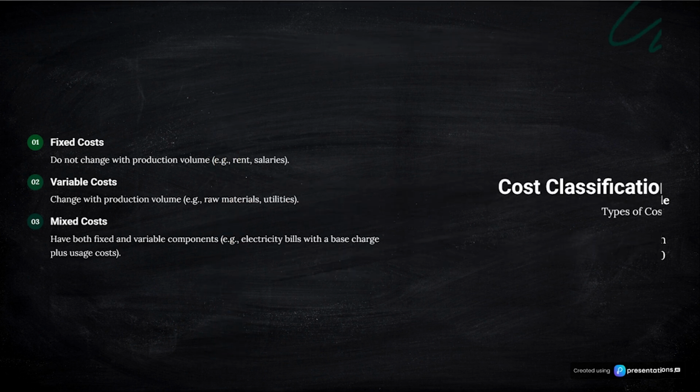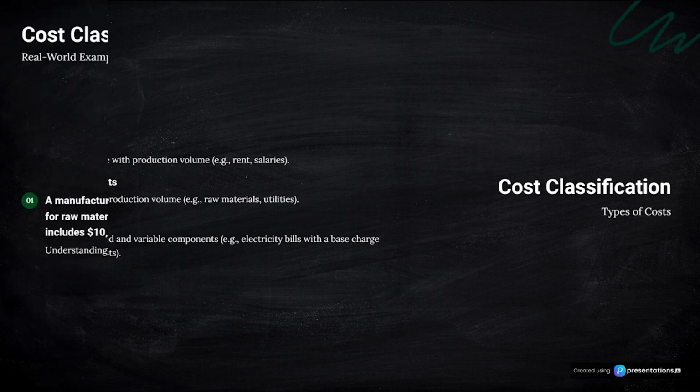Costs are classified into three main categories: fixed costs, costs that do not change with production volume, such as rent and salaries; variable costs, costs that fluctuate based on production volume, like raw materials and utilities; and mixed costs, costs that contain both fixed and variable components, such as electricity bills with a base charge plus usage fees.